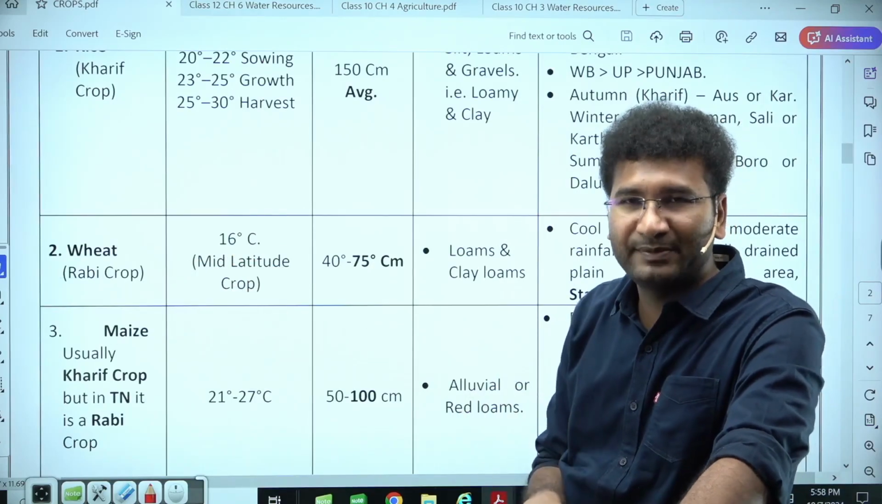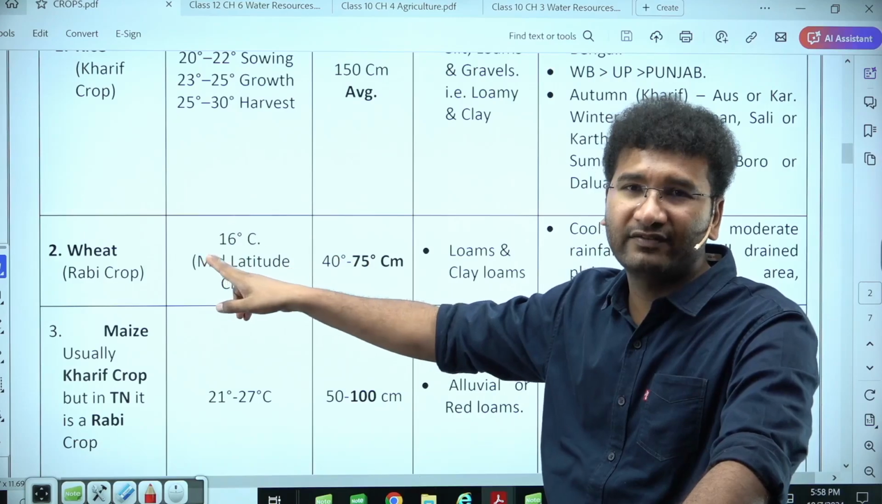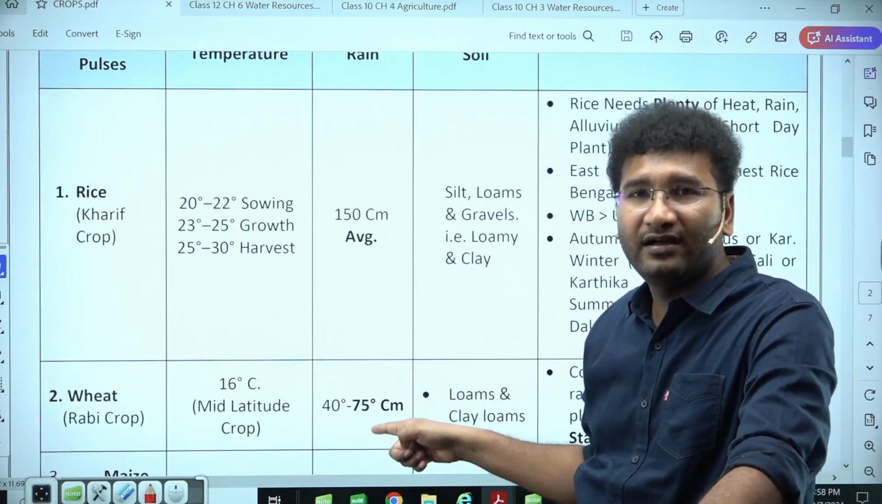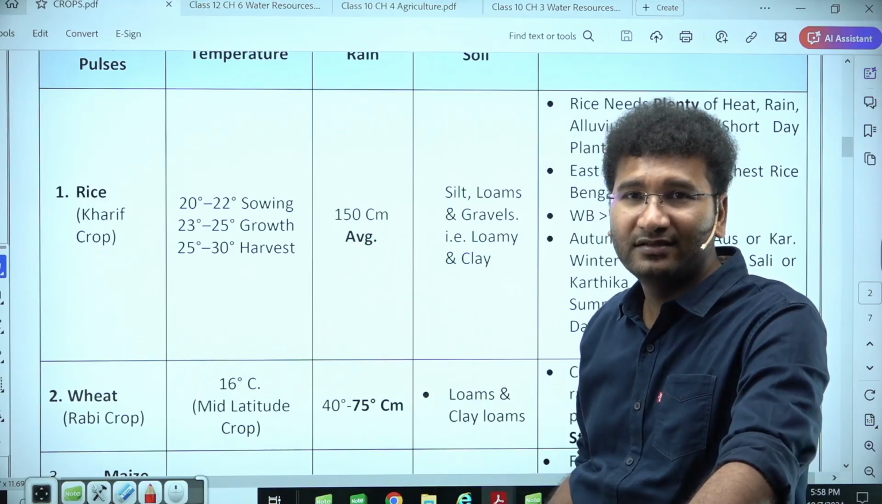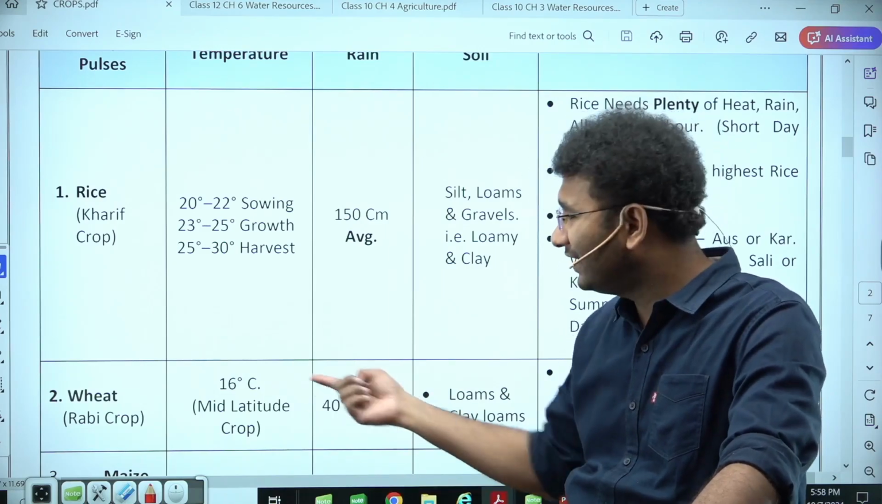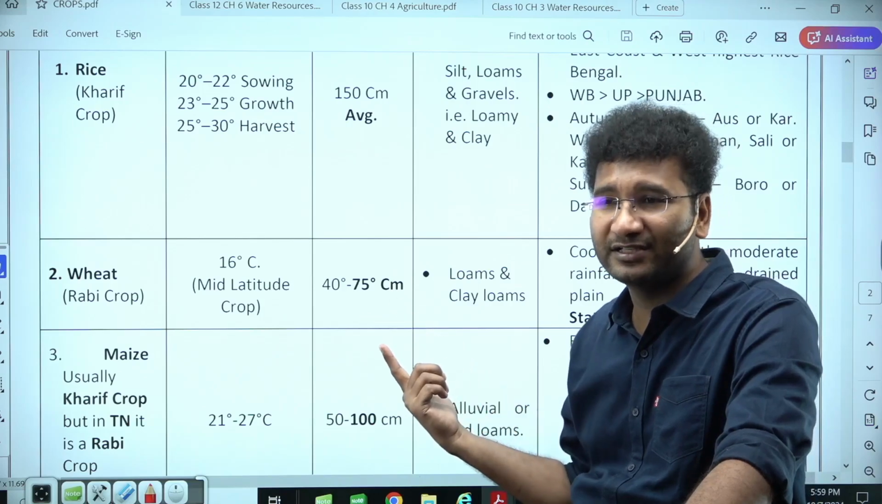I have misspelled it as rice crop. With limited rain, your wheat can survive, but rice cannot survive with less water. Rice needs more water. Right? So इसीलिए rice is called a water intensive crop. Wheat is not that water intensive. It only needs 40 to 75 centimeters.